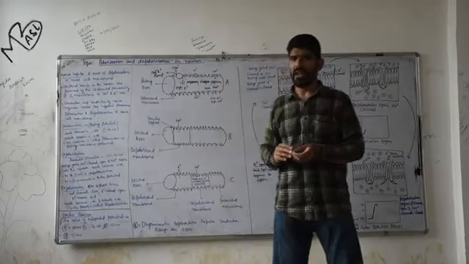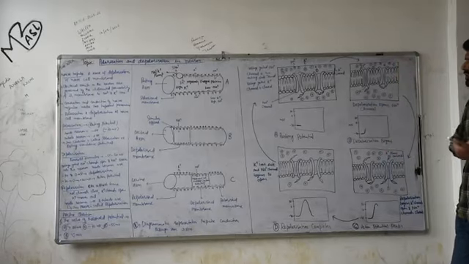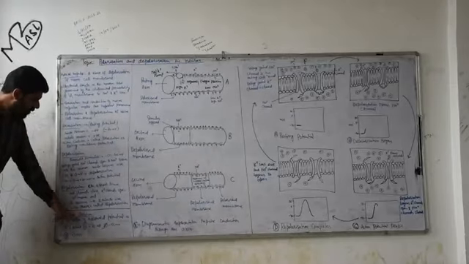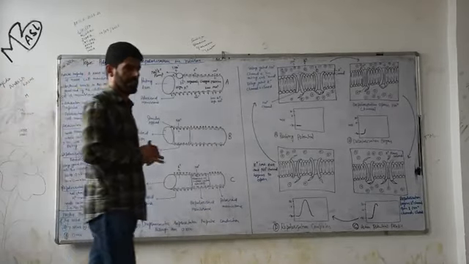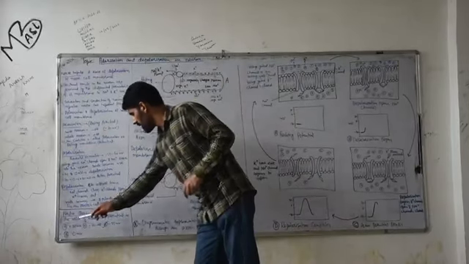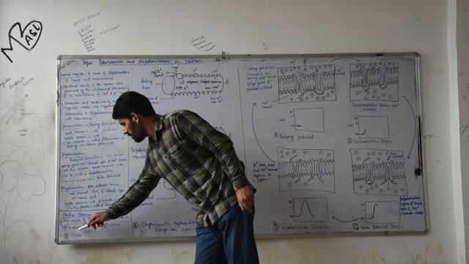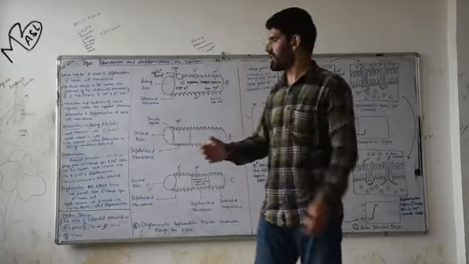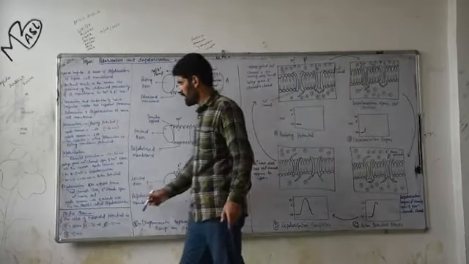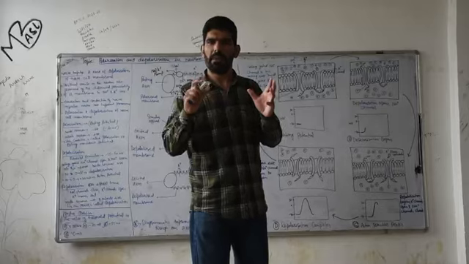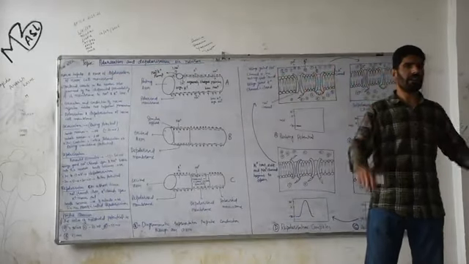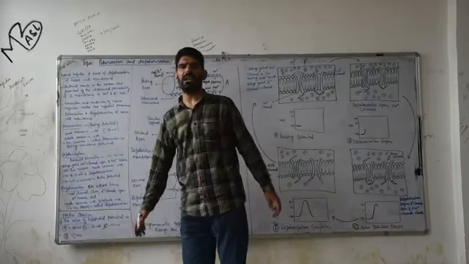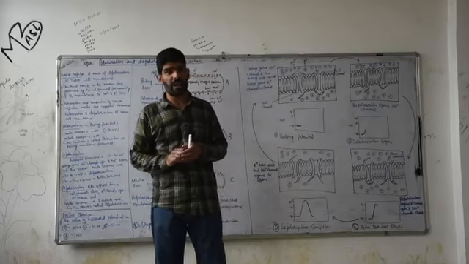Dear students, at last I would like to ask you a practice question. The value of threshold potential is: option A, plus 30 millivolt; option B, minus 70 millivolt; option C, minus 55 millivolt; and option D, 0 millivolt. Yes, anyone? You? Yes, you are right. It is minus 55 millivolt.